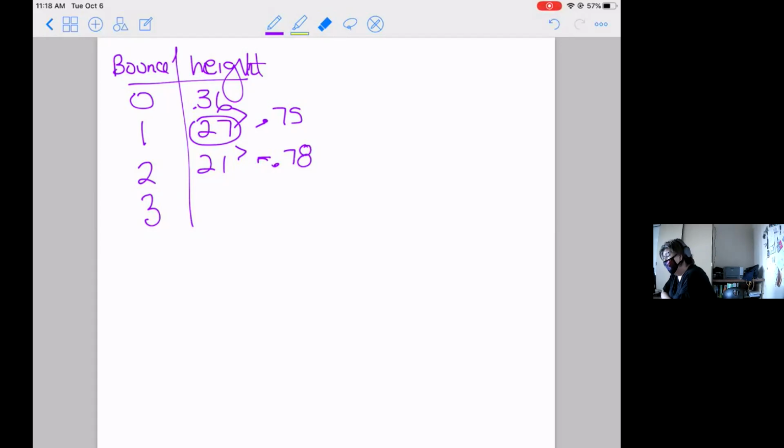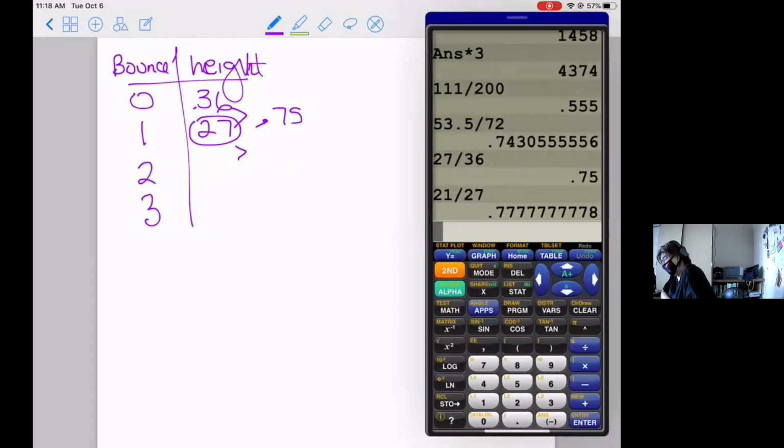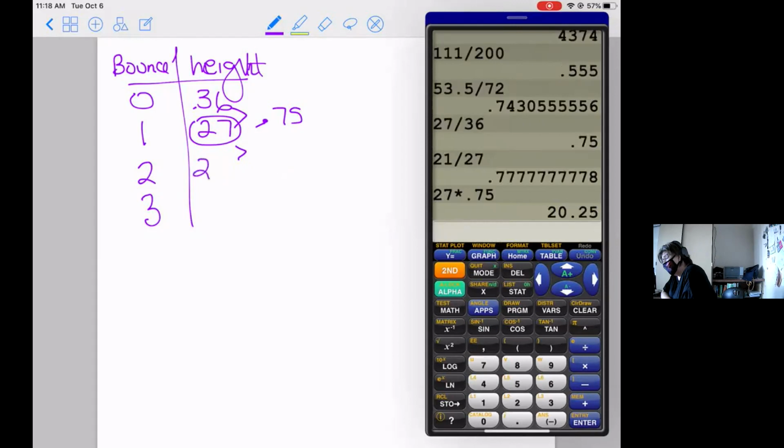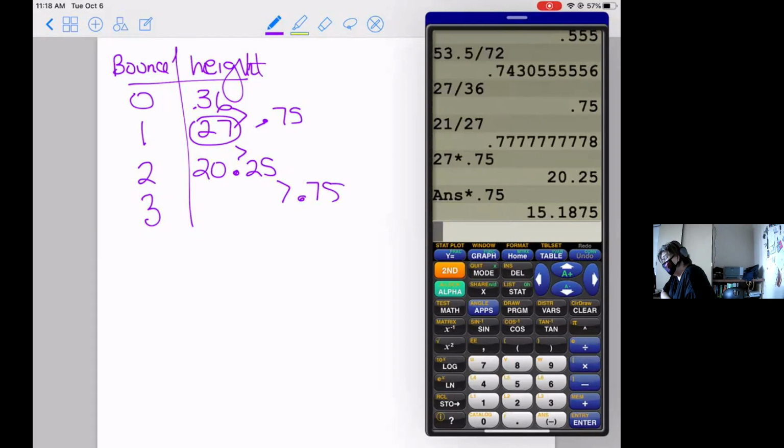All right. So let's say it was the 0.75. If I took 27 times 0.75, it would give me this. If I take it times 0.75 again, it gives me this. Could I keep doing that till it stops bouncing?